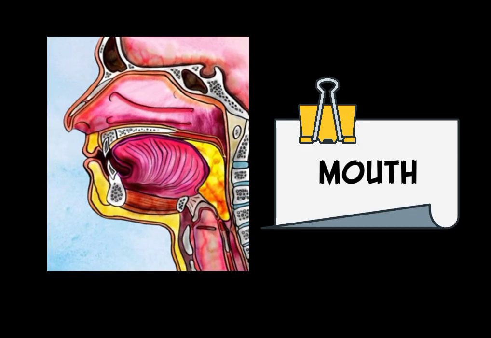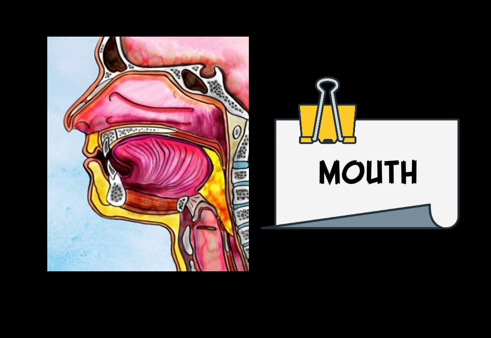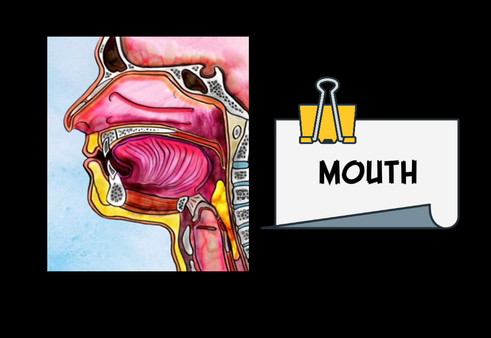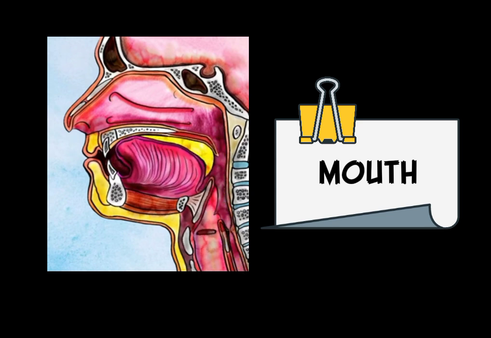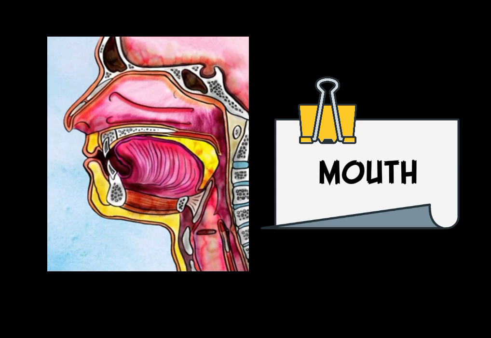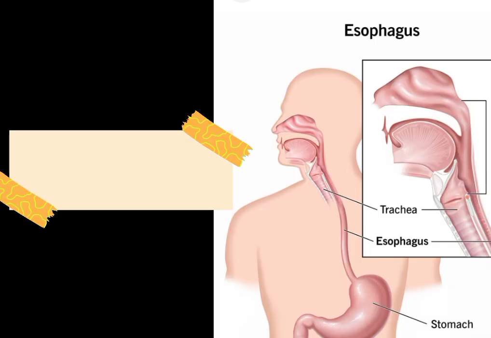So we have the mouth. The mouth is the starting point of digestion where food is ingested and mechanically broken down by chewing, mixed with saliva and chemically started to be digested. Second is the pharynx. The pharynx is the passageway that propels food from the mouth into our esophagus. Followed by our esophagus.